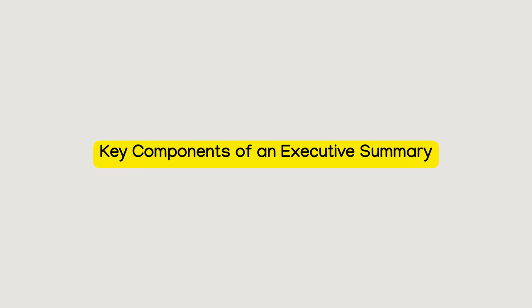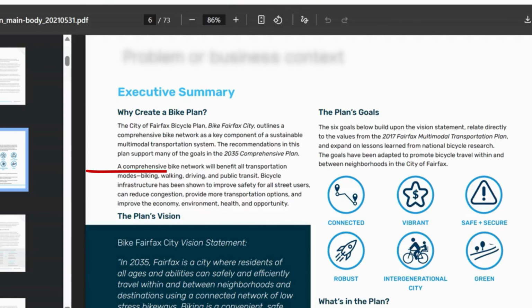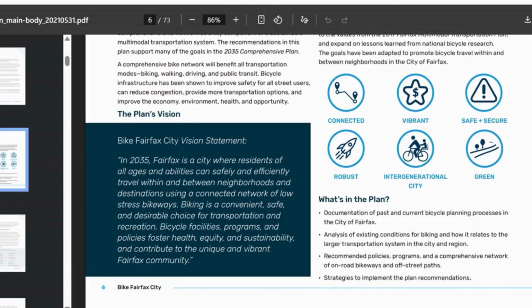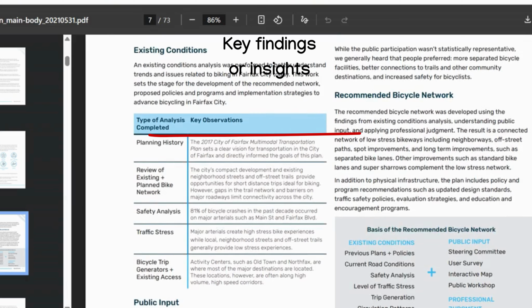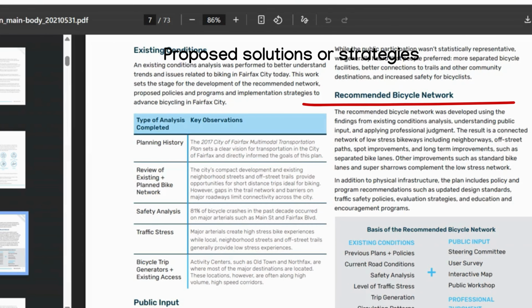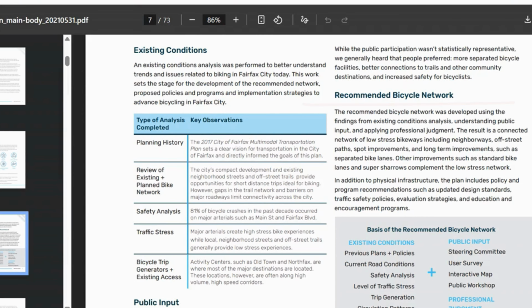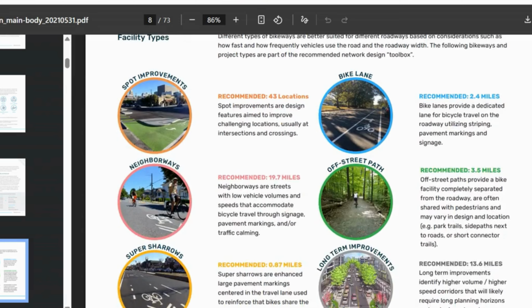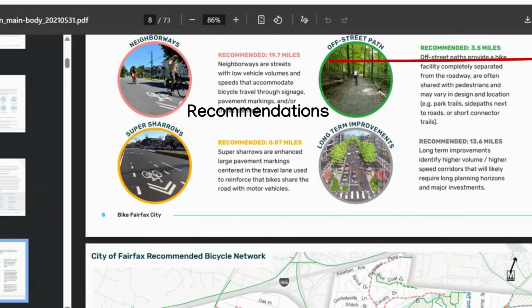Key components of an executive summary. A complete executive summary often includes problem or business context, which explains the situation, challenge, or opportunity; objectives of the report, which states why the report was created; key findings or insights, which highlight the most important results or observations; proposed solutions or strategies, which explain what actions are suggested; financial or resource considerations, which mention costs, budget impact, or resources if relevant; and recommendations, which clearly state what decision-makers should do next.